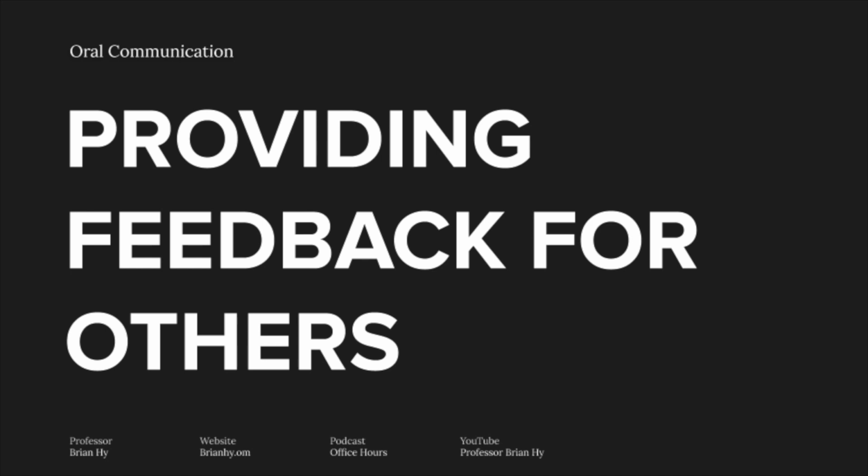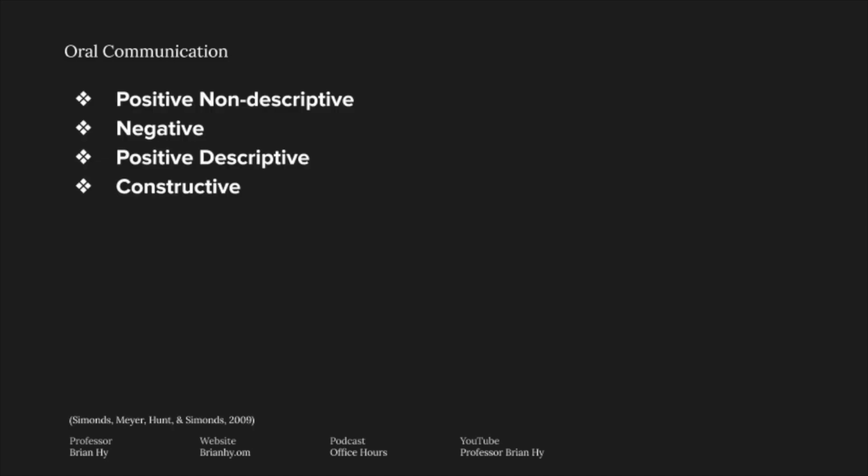For presentation feedback in particular, there are four primary types of feedback that people tend to give to others, some of which are helpful and some which are not. And this is according to Simmons, Myers, Hunt in 2009. Now, here are the four types of feedback. First one is positive, non descriptive feedback, which are comments that indicate that something was done well, but does not explain what was accomplished effectively in detail.